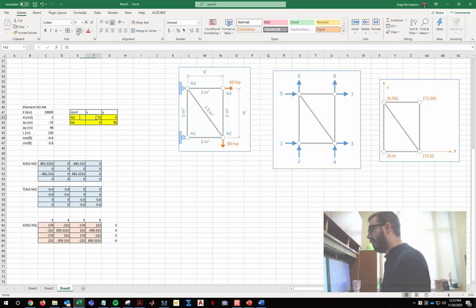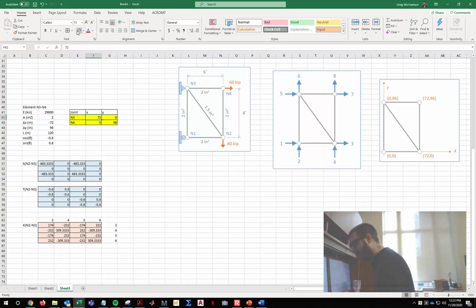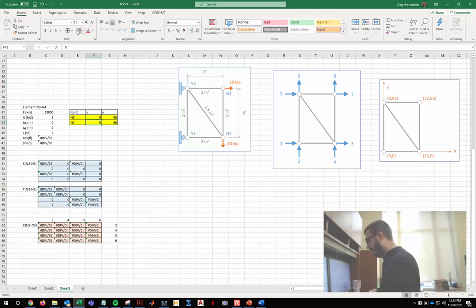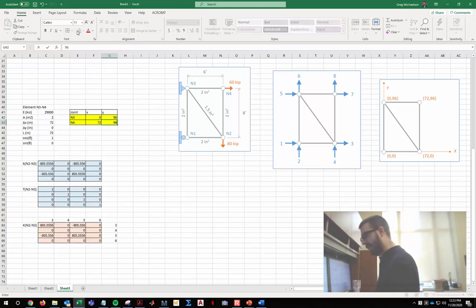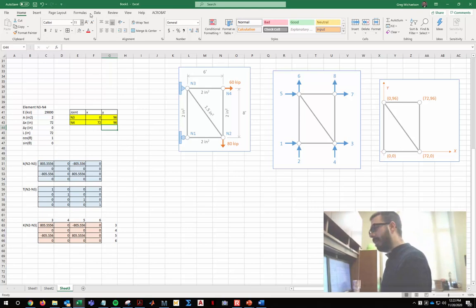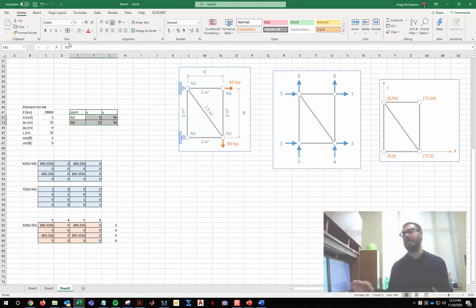So what are the coordinates of N3? N3 is, let's see, that's 0, 96. And then N4 is 72, 96. And there we go. So we're actually already done. Now the entire next stiffness matrix is complete.